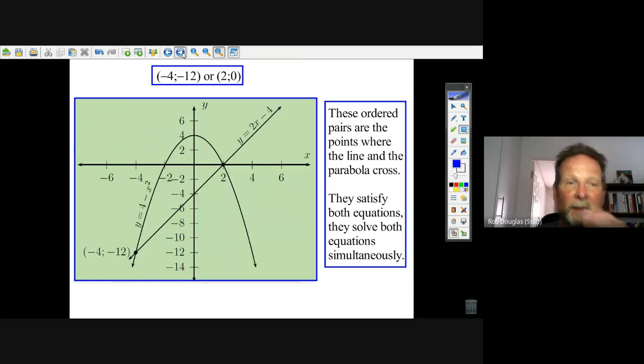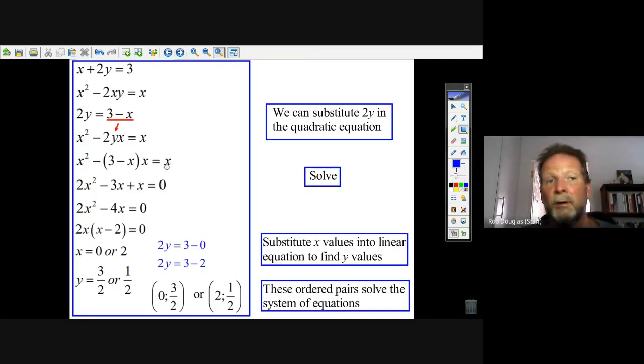Now let's look at an exam type question that's a little bit more challenging. There's more than one way to do these. In fact, this is the third time I've done this video because the first time I did it a hard way. And I'm going to show you a much easier way. Here's the question. x plus 2y equals 3. And x squared minus 2xy equals x.